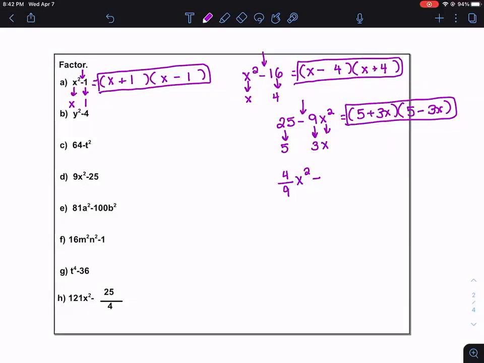4/9 x squared minus 49. Okay, so why don't you guys write that one down? And again, I'll give you a moment.